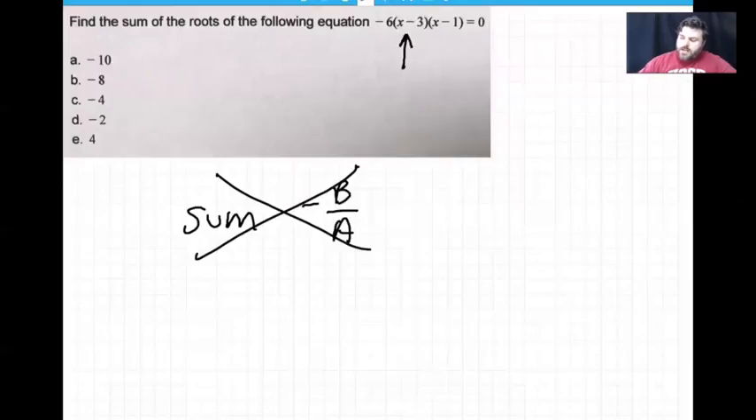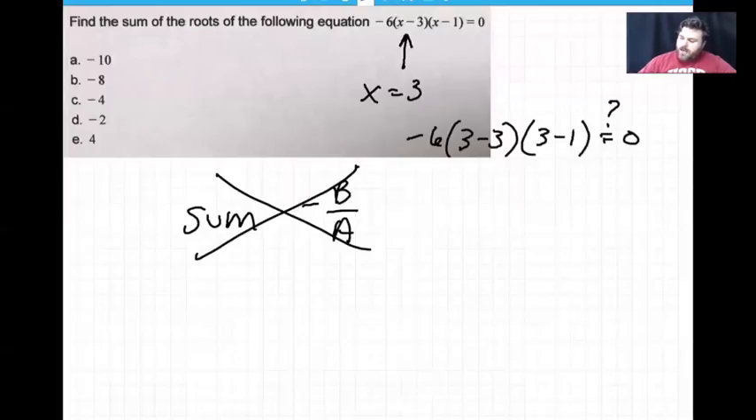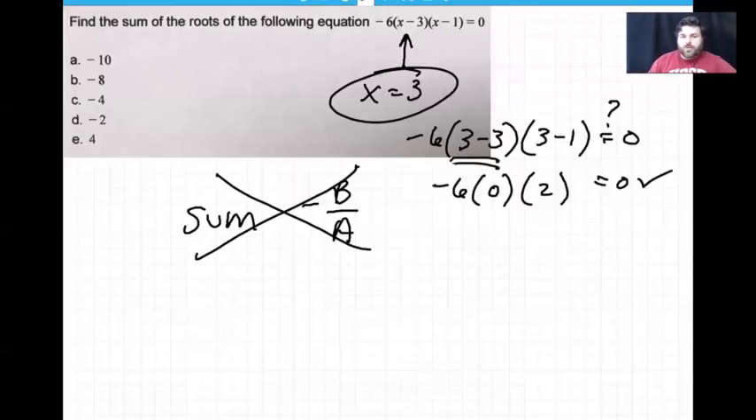But I think in this problem, it's actually easier if you just think about how factored form works, right? The root is the number that makes the whole thing equal 0. So you see how if x was equal to 3, we would have -6 times 3 minus 3 times 3 minus 1. Would that equal 0? Yes, because this factor is 0. You'd have -6 times 0 times 2. Anything times 0 will be 0. That means 3 is a root.